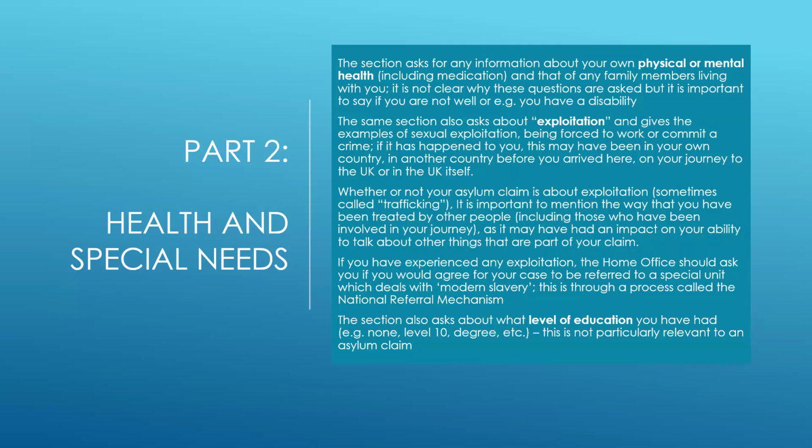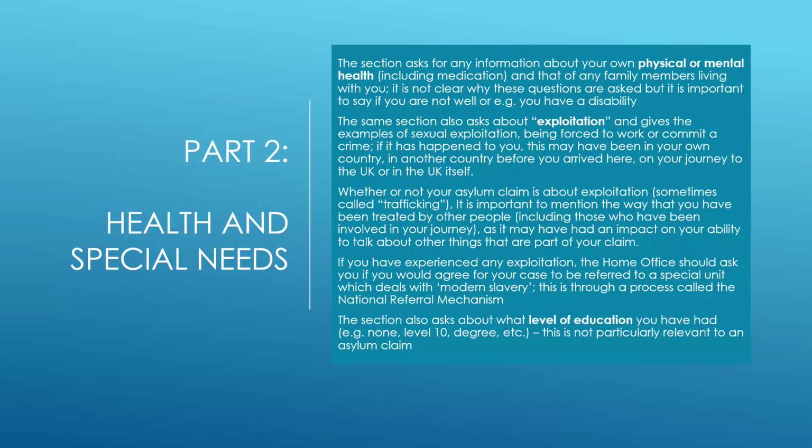Now, if you have experienced any exploitation at any point, the Home Office should ask you if you would agree for your case to be referred to a special unit which deals with what's called modern slavery or trafficking. This is through a process called the National Referral Mechanism. Now, if you're 18 or over, it's your choice as to whether or not you would agree for the Home Office to make that referral. But generally speaking, it's a good idea. It's a separate section. I don't go into that anywhere else in these particular slides.